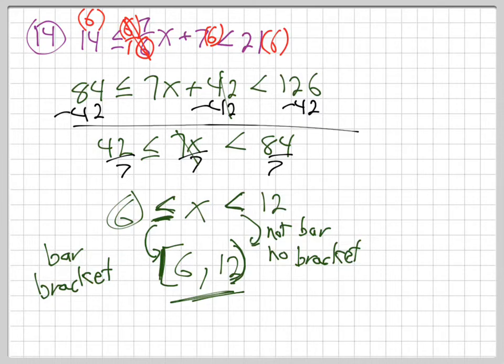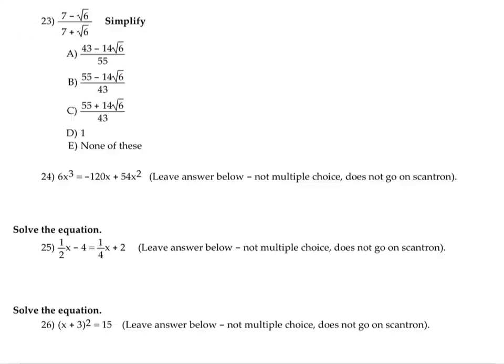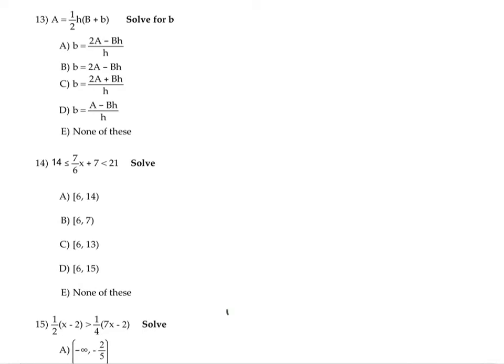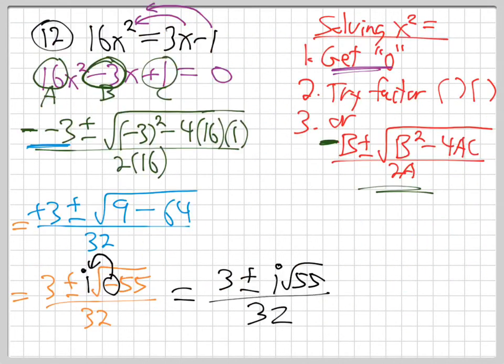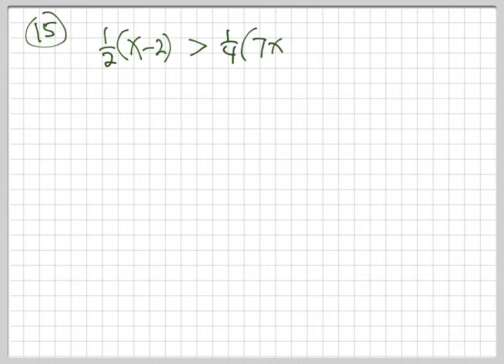So if we go back to 14, that answer's not there. None of the above on that one, because we got 6 to 12 and it's not there. All right, on with 15 we go. So number 15, that's a half x minus 2 greater than a fourth 7x minus 2.